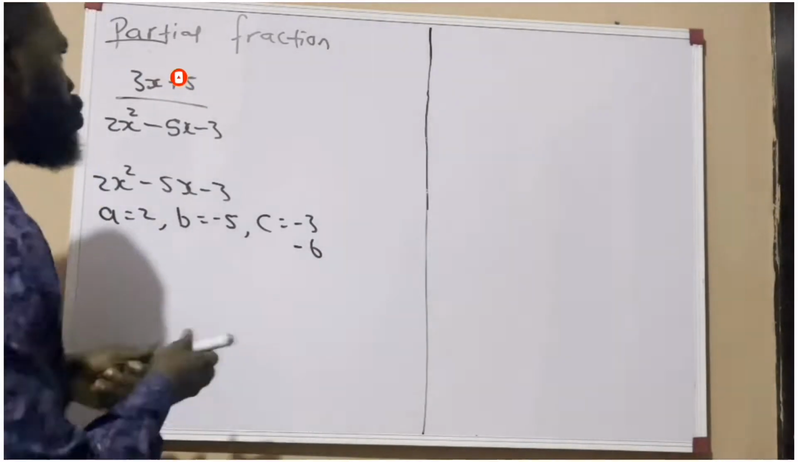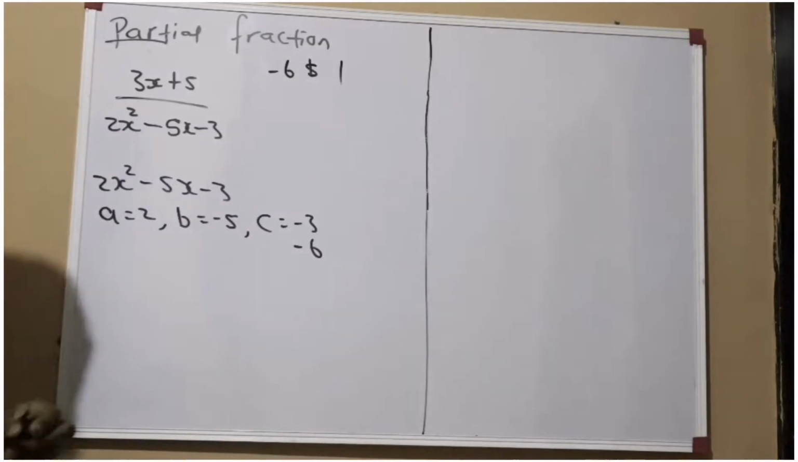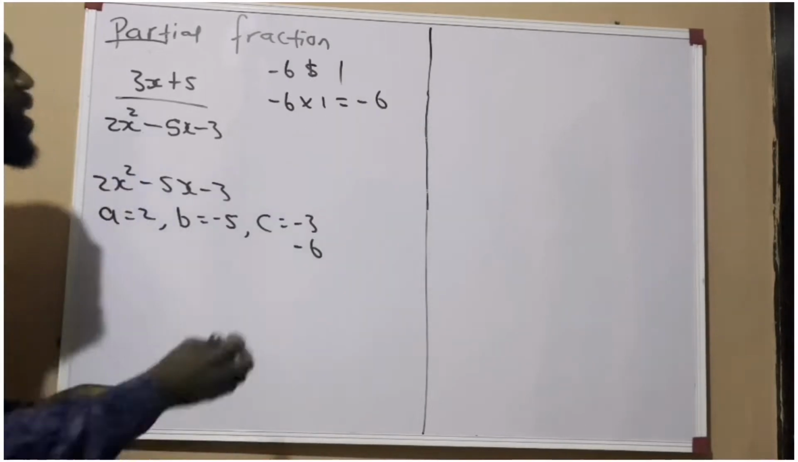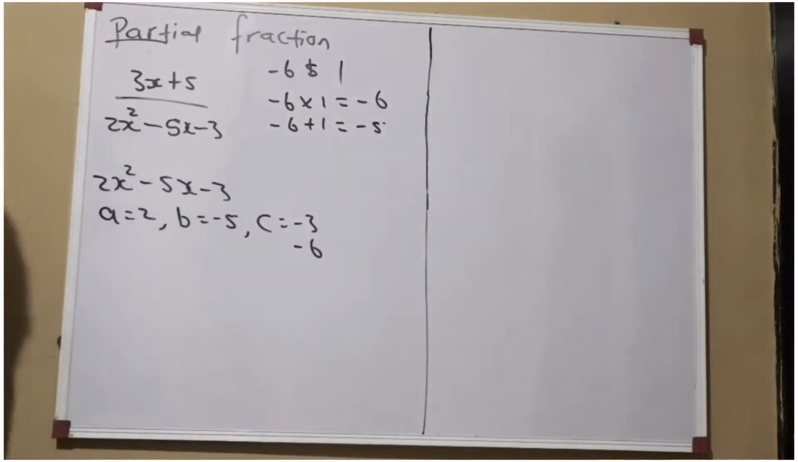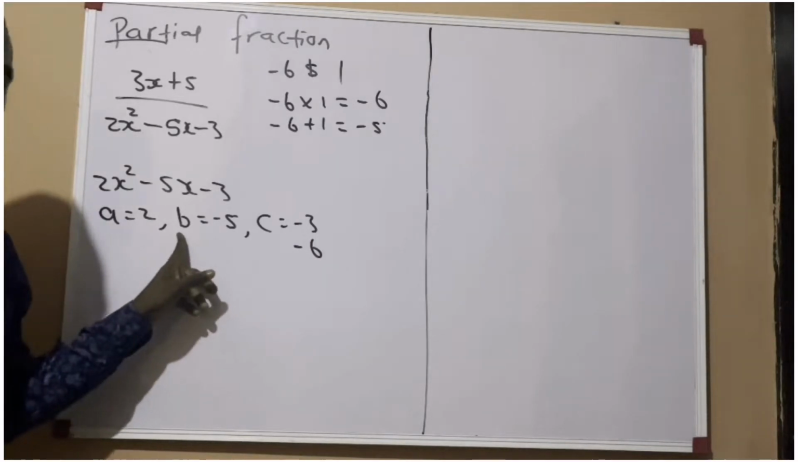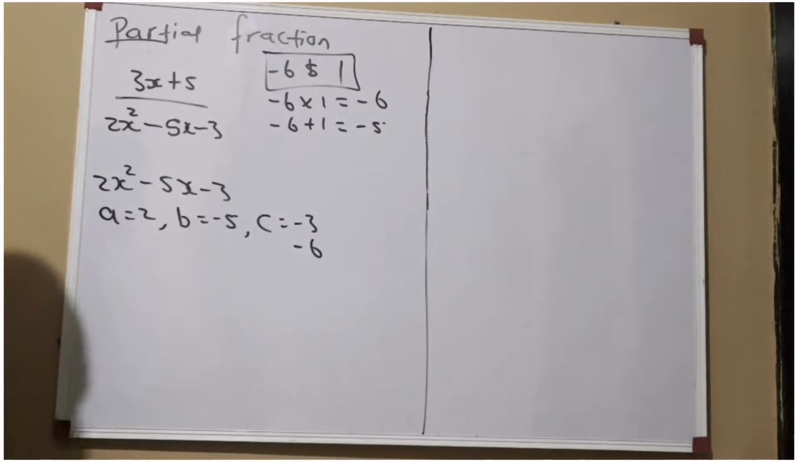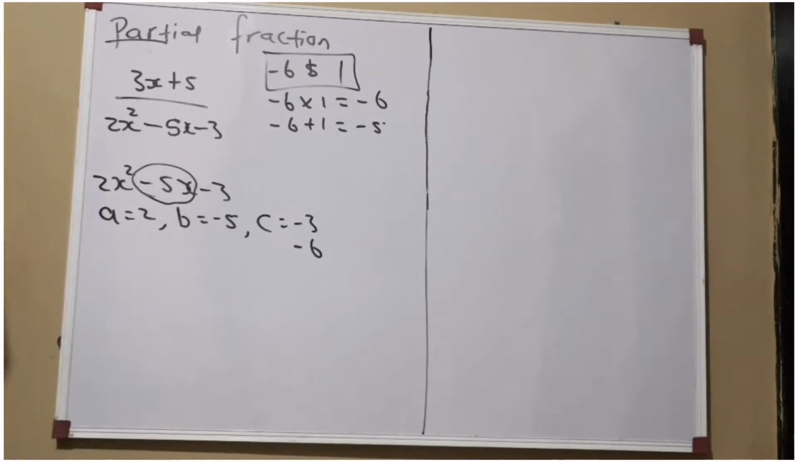And I bet the two numbers are minus 6 and 1, because minus 6 times 1 will give us minus 6, and minus 6 plus 1 will give us minus 5, which is our b. So automatically, these two numbers which we have thought about, we will use to replace the middle number.